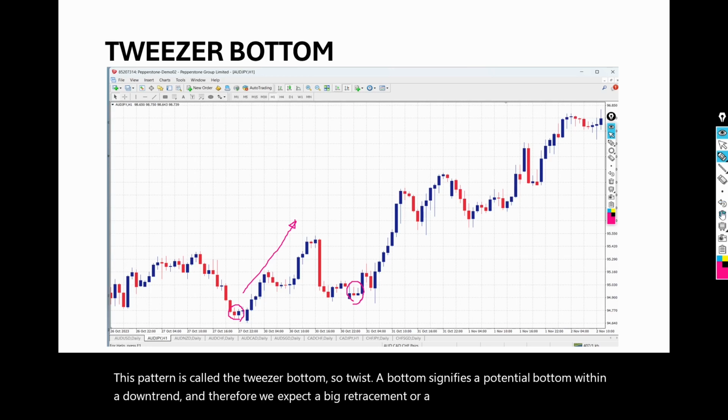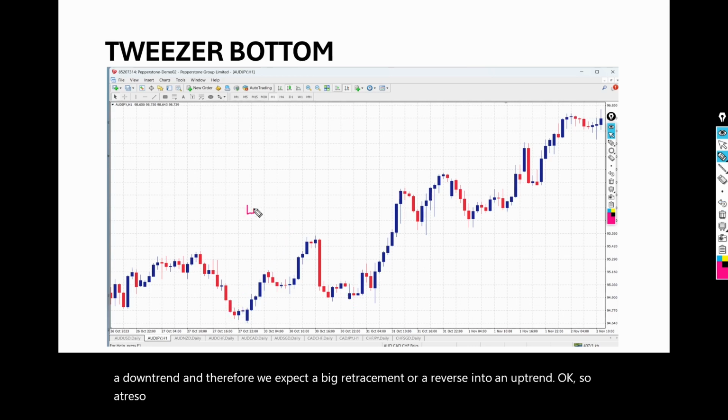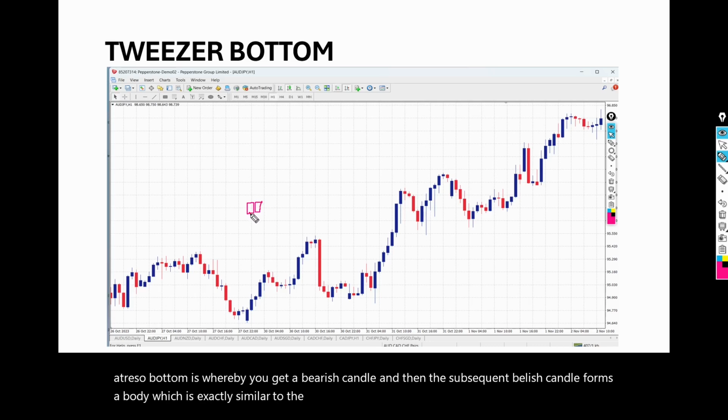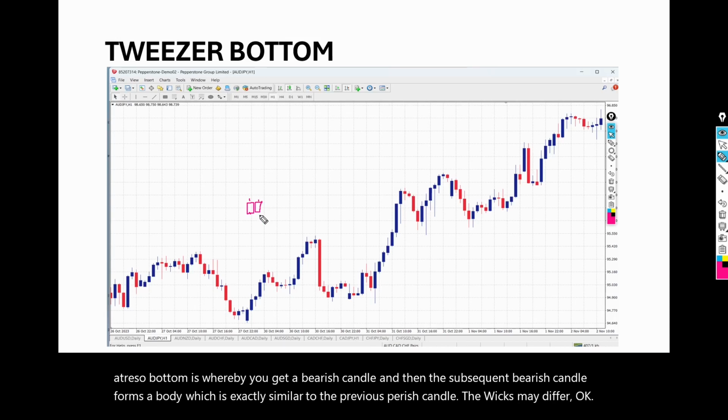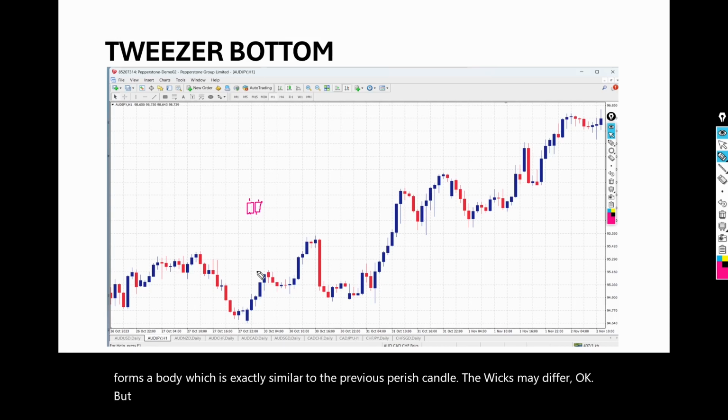into an uptrend. Okay, so a Tweezer bottom is whereby you get a bearish candle, and then the subsequent bullish candle forms a body which is exactly similar to the previous bearish candle. The wicks may differ, okay, but the bodies are equal. So you can see it right here that they have similar bodies and wicks. Even here they have similar bodies and wicks.